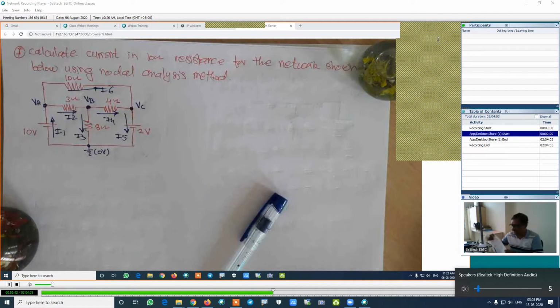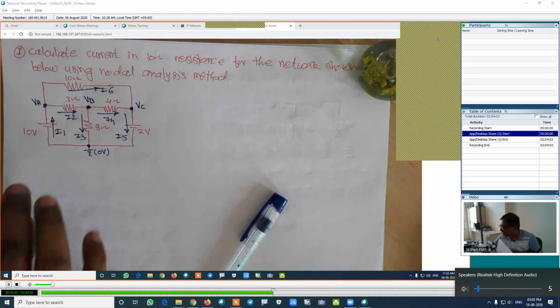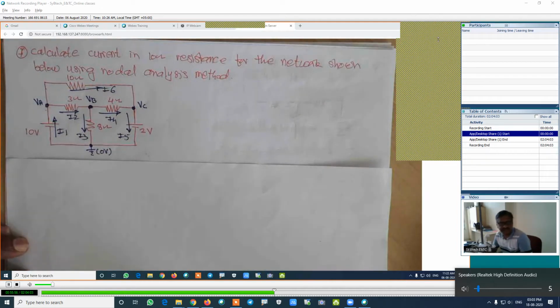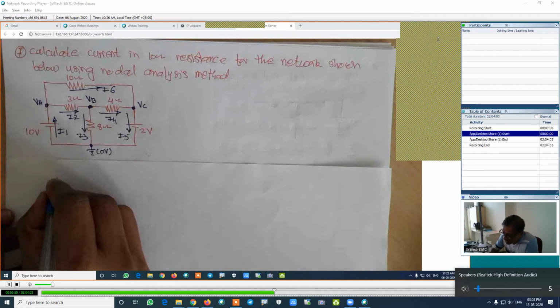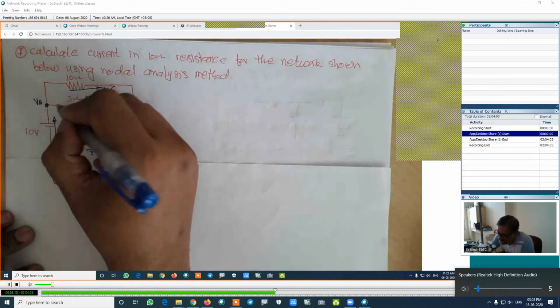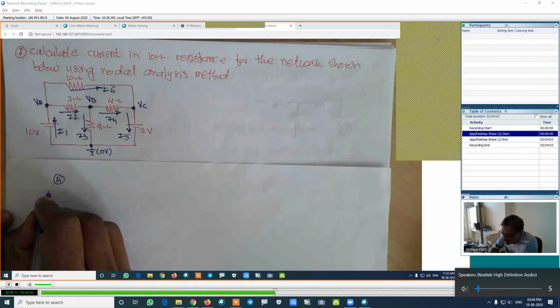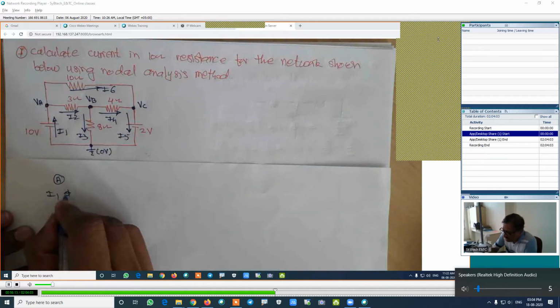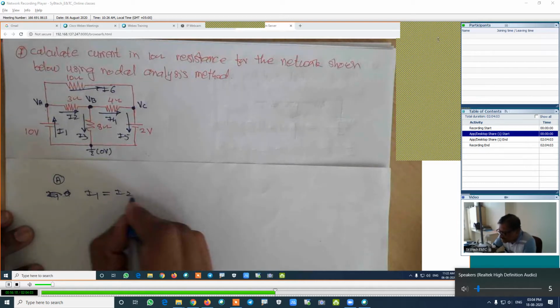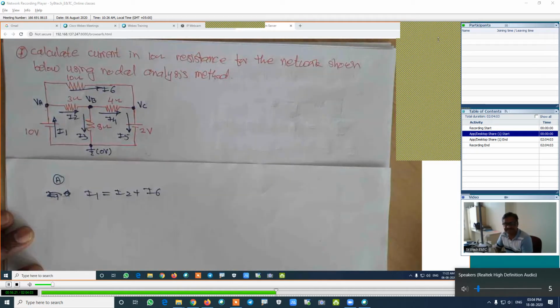Now look at, I will do a little rough work and then come to solving this problem. If we apply KCL at node A, what is the equation? Incoming current is equal to outgoing current. This I1 is incoming, I2 is outgoing, I6 is outgoing. So the equation will be I1 is equal to I2 plus I6.